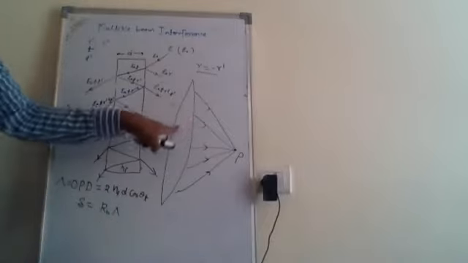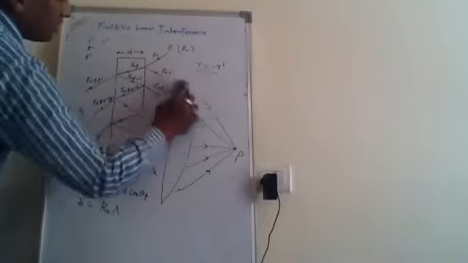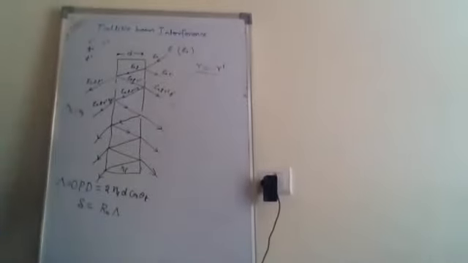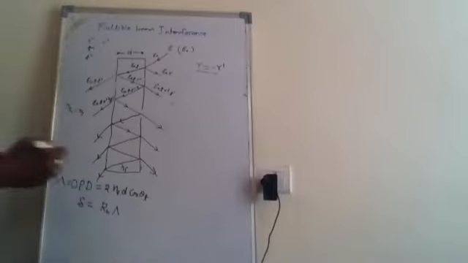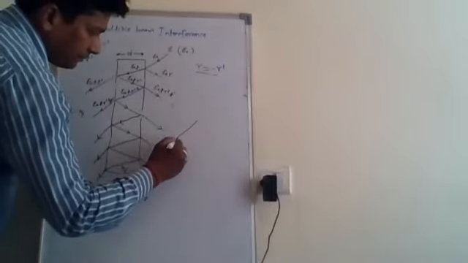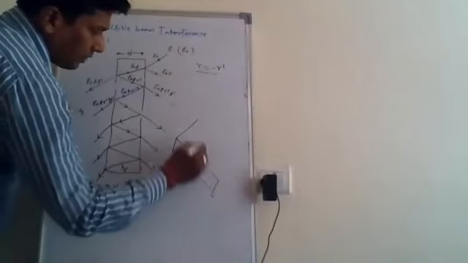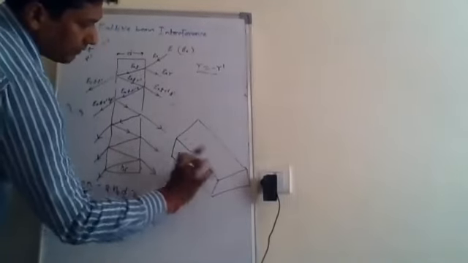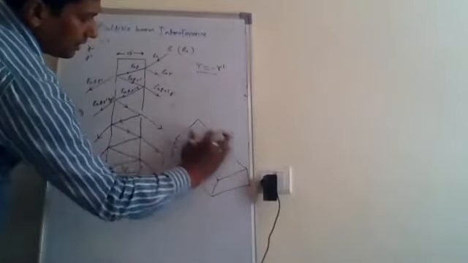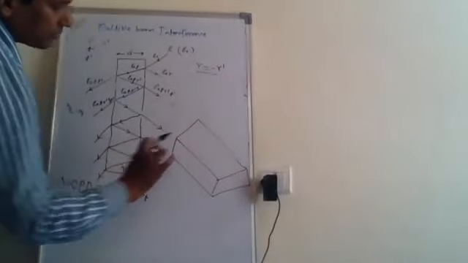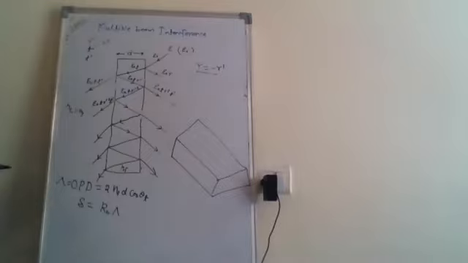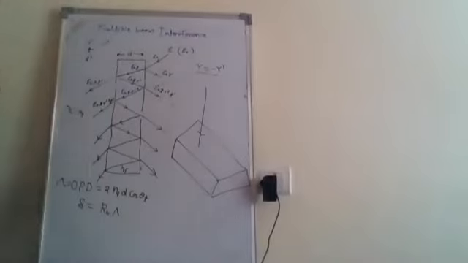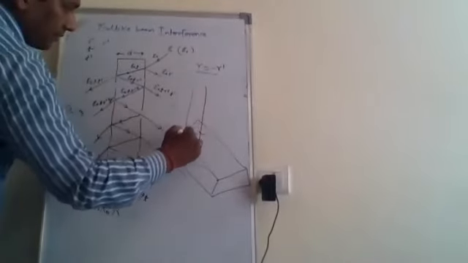So I'm going to erase this because it is not needed. Suppose this is your thin film. Okay, this is the thin film of this thickness, and this is the surface. This is the bottom side. Okay, so light is incident on this like this, right? So this is the plane.